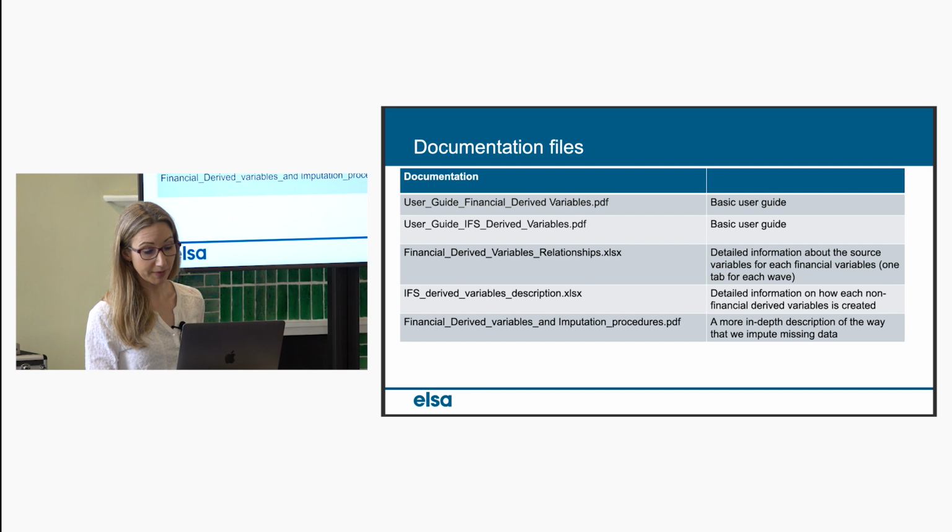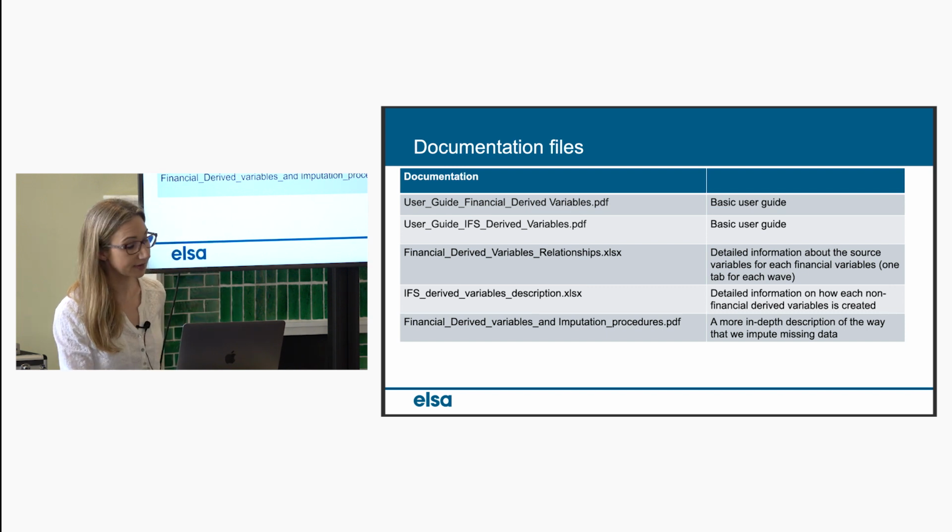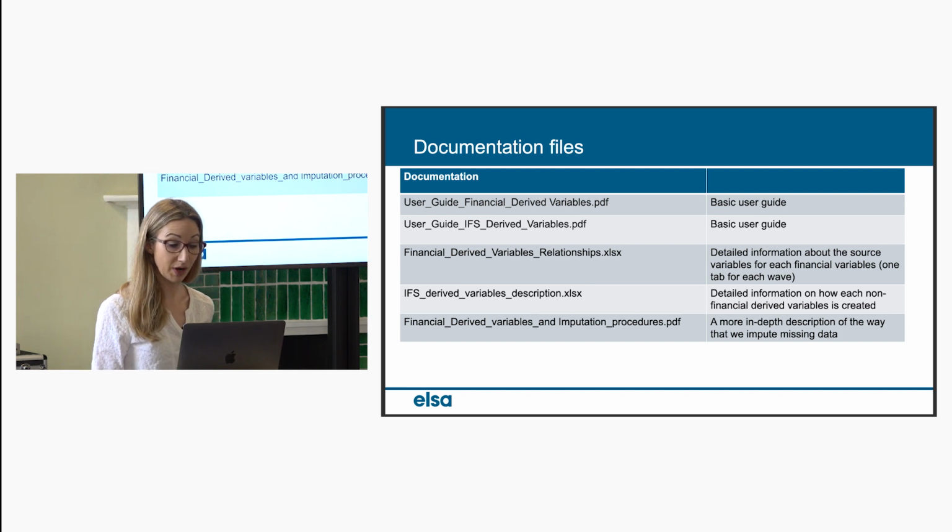We give quite a lot of information in the data about the level of imputation that was carried out on each of the variables, so that the user can decide. People might not agree with the way that we've done it, they might want to do it their own way, or they might not want to use imputed data at all. So we give people the flexibility to select the data in the way that they want.